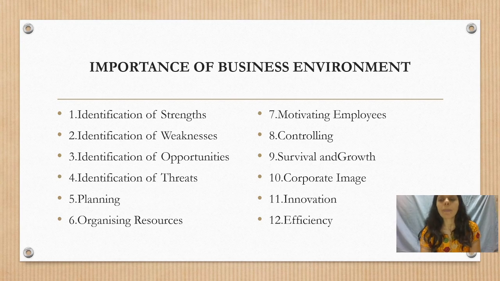The 10th point is corporate image. Due to environmental analysis, the overall performance of the organization improves. So various parties, customers, dealers, suppliers, all of them would also come under corporate image. The 11th one is innovation. Professional business firms come out with innovative products and schemes to face competition in the market. The 12th one I have is efficiency. So training and development, research and development, technology upgradation, all of this would come under efficiency.